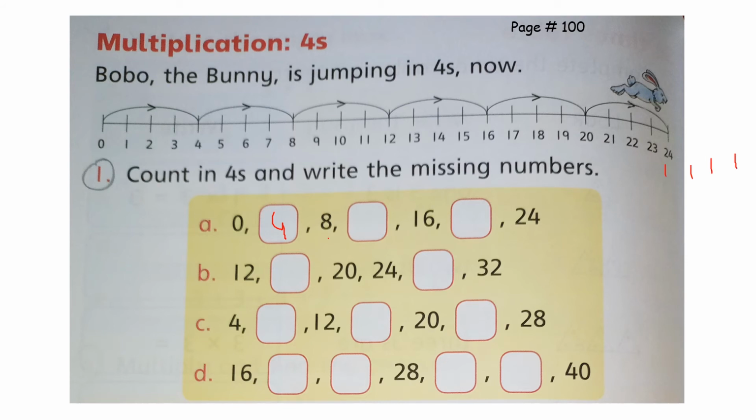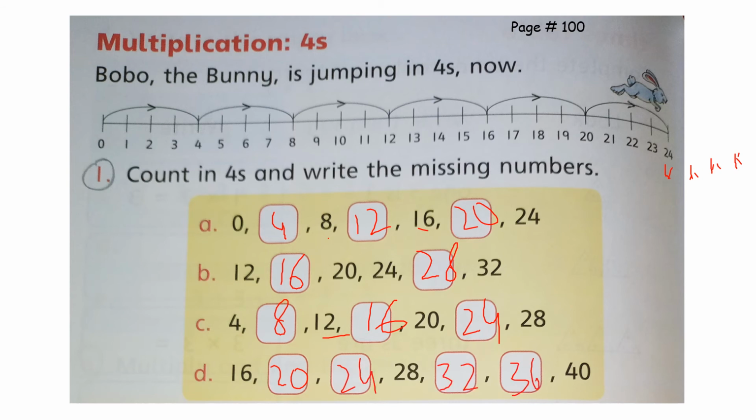1 2 3 4. Let's draw 4 lines here and start counting from 8: 9 10 11 12. Then start counting from 16: 17 18 19 20. Similarly, here you have to write what we get when we add 4 to 12. 16. So you have to count 4 in each step and write the numbers here. 32, 36, 40. It's the same step.